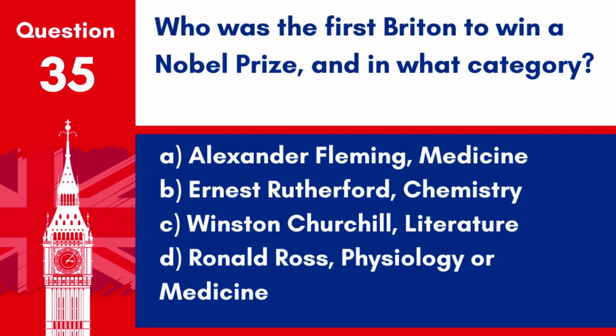Question 35. Who was the first Briton to win a Nobel Prize, and in what category? A. Alexander Fleming, Medicine. B. Ernest Rutherford, Chemistry. C. Winston Churchill, Literature. D. Ronald Ross, Physiology or Medicine. Answer: D. Ronald Ross, Physiology or Medicine. He won in 1902 for his work on the transmission of malaria.